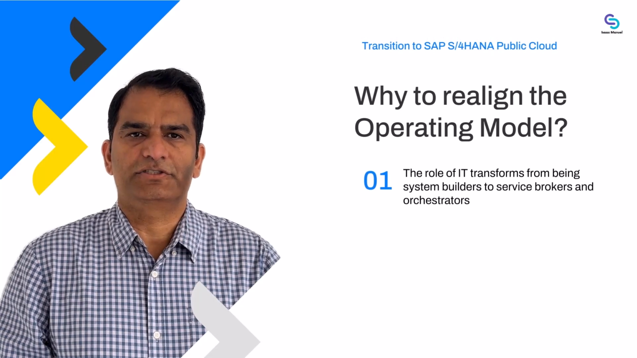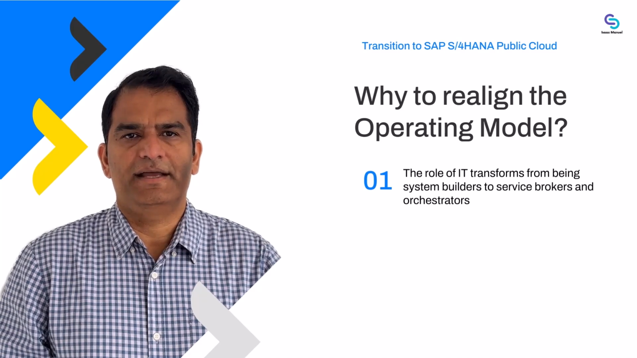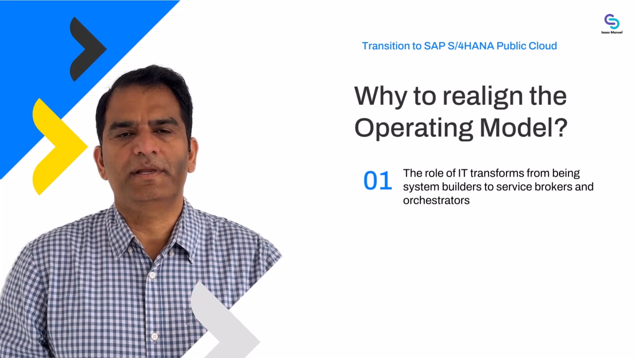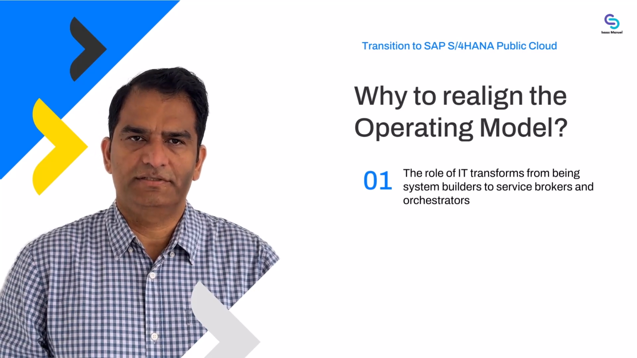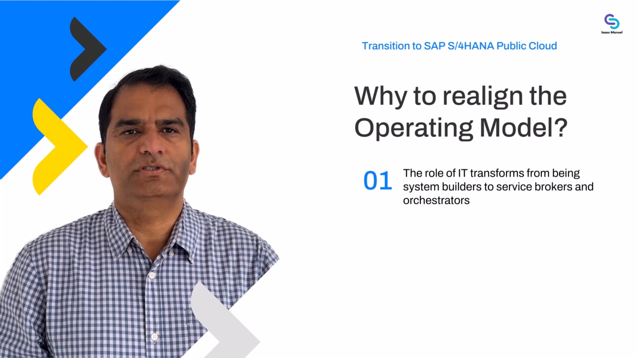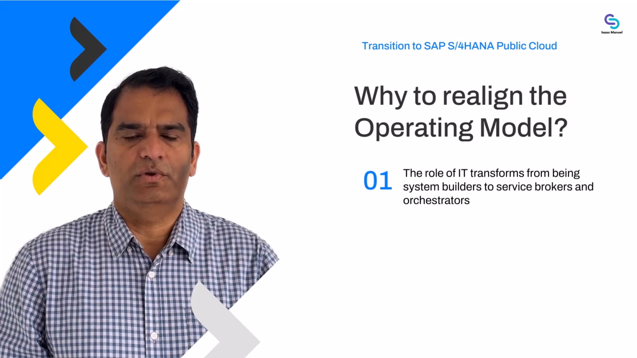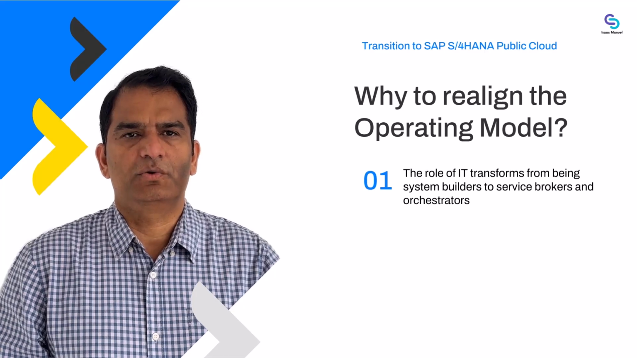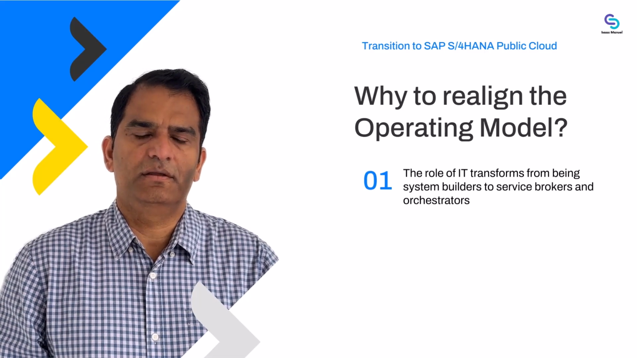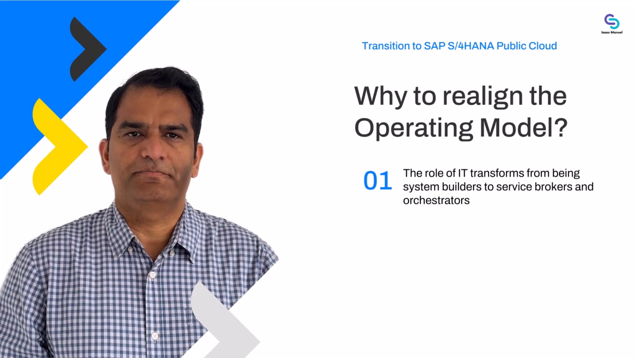As the organization transitions, it's important to also address the shift in IT and business operating model. In a public cloud ERP scenario, the role of IT transforms from being system builders to service brokers and orchestrators. IT will work closely with the business to prioritize which new cloud features to adopt. Each quarterly release comes with a host of new capabilities. Not all may be immediately relevant, but some could be game changers.